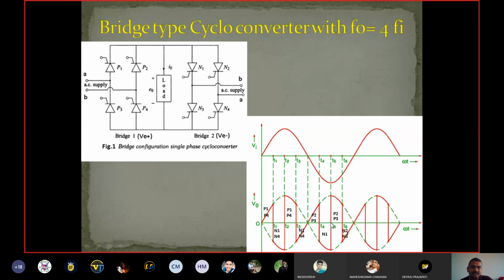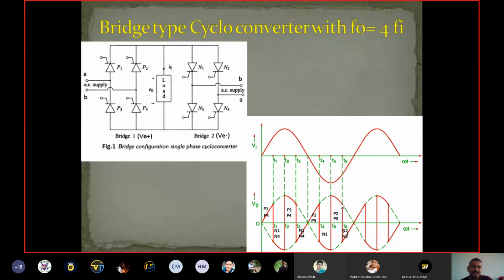Okay, now at this T5 instant N2 and N3 become off by force commutation, and at the same time P2 and P3 become on by giving the triggering pulse. So once again P2 and P3 become on, that means current is flowing from B to P2, P2 to C, C to load, load to D, D to P3 and P3 to A, negative. So current is flowing from C to D, that is the positive. So we are getting the positive output. During time duration T5 to T6, P2 and P3 remain on and we are getting the positive output.